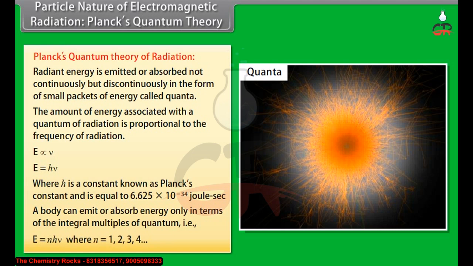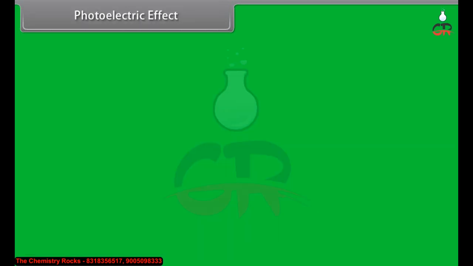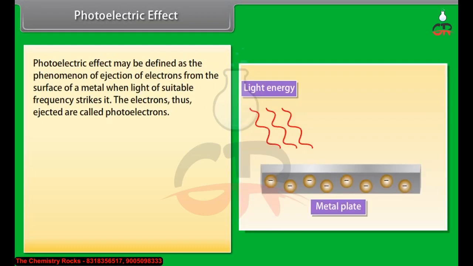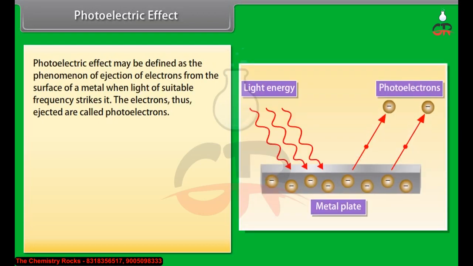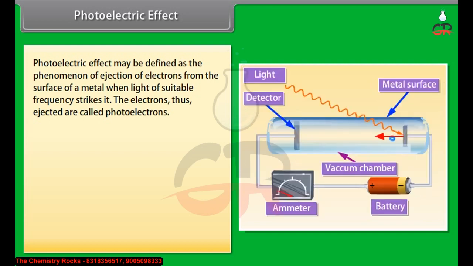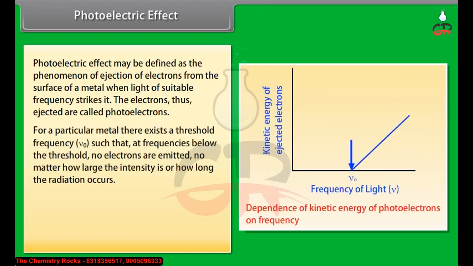Photoelectric effect. Photoelectric effect may be defined as the phenomenon of ejection of electrons from the surface of a metal when light of suitable frequency strikes it. The electrons thus ejected are called photoelectrons. When light of particular frequency strikes the metal surface, electrons are ejected from the metal surface, which are detected by the detector. For a particular metal, there exists a threshold frequency such that at frequencies below the threshold, no electrons are emitted, no matter how large the intensity is or how long the radiation occurs.